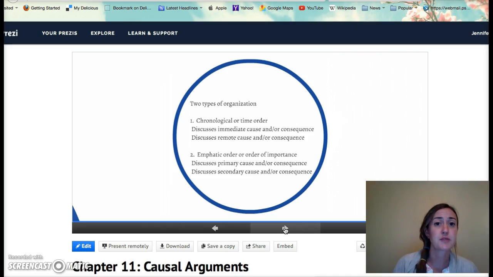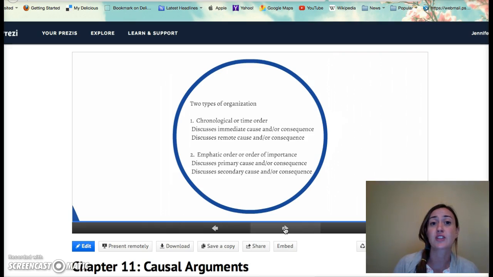There are two different types of organization that you might choose to use as a part of this. The first is chronological or time order. So when you're talking about causes and effects, you would be talking about the immediate causes or consequences. So right away, what is the first thing that's going to happen? So in terms of time, that may be one of the ways you structure your argument.